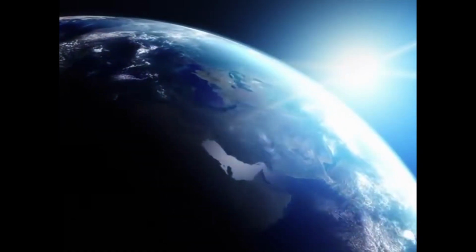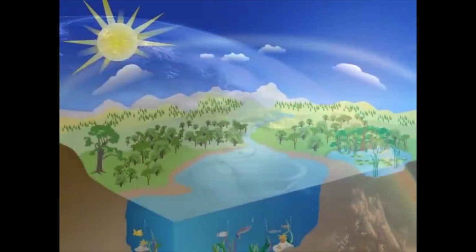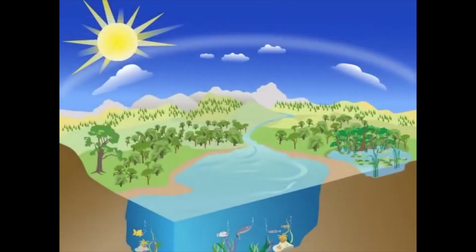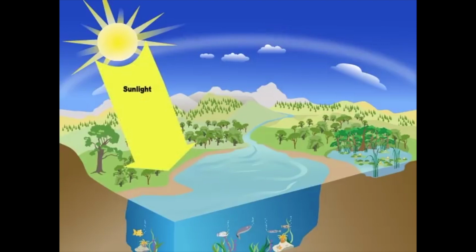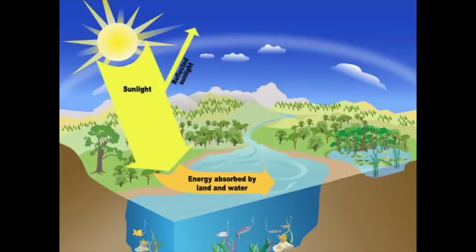Did you know that gases in our atmosphere help control the Earth's temperature? Greenhouse gases, like carbon dioxide, trap heat in the atmosphere and keep the Earth warm. This is called the greenhouse effect. It all starts with sunlight, which is a form of energy. Land and water absorb most of the sunlight that reaches the Earth. The rest is reflected back to space.